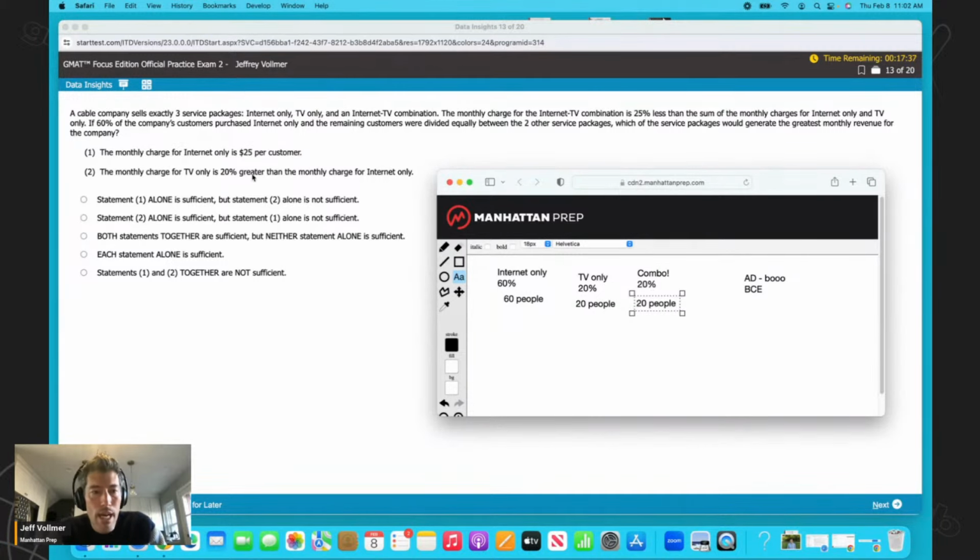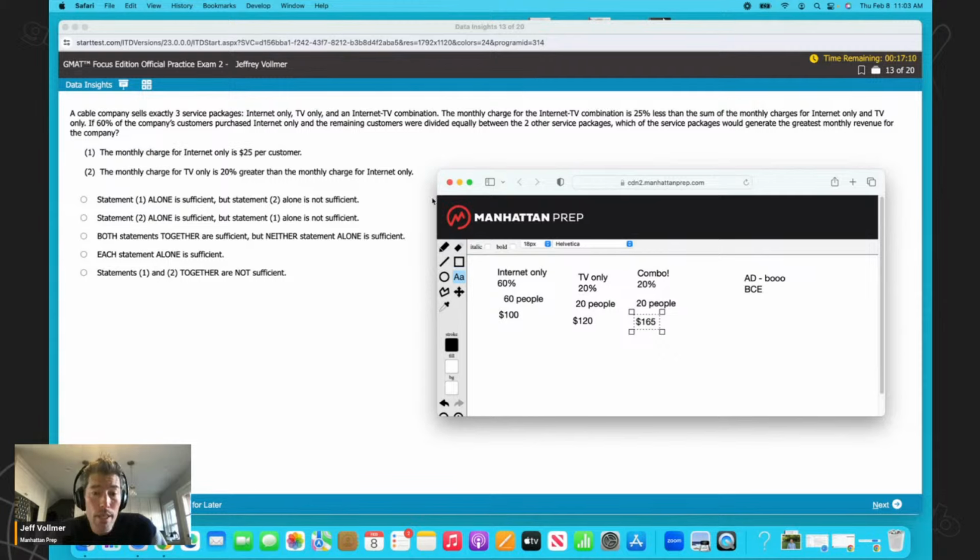And let's assign some values. Let's say this package is $100. According to statement 2, this would be 20% more, so 120. And then this one here would be 220, the sum, but then you subtract 25%. So half of 220 is 110, half of that is 55. You take 55 away from 220 and you get 165, right?